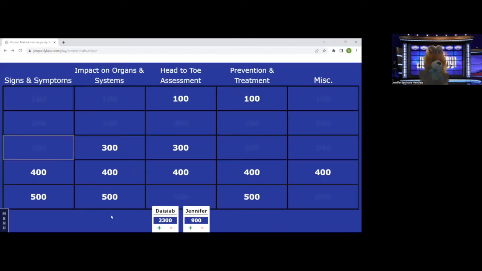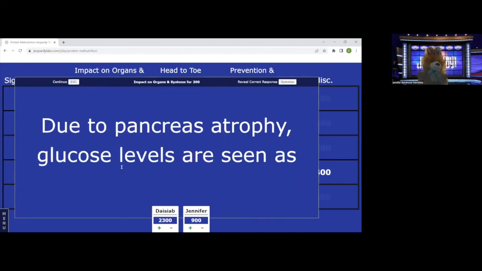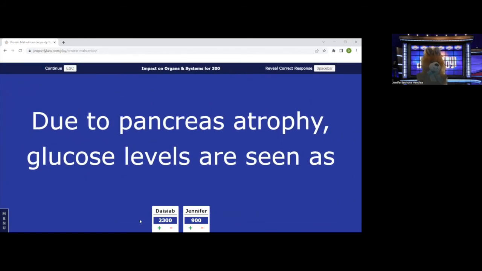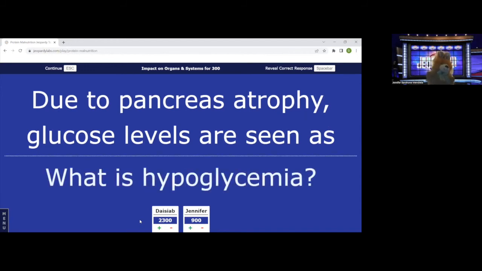All right, let's do impact on systems for 300. Due to pancreas atrophy, glucose levels are seen as... I'm gonna have to give this one to Jennifer. What is hypoglycemia? Correct.